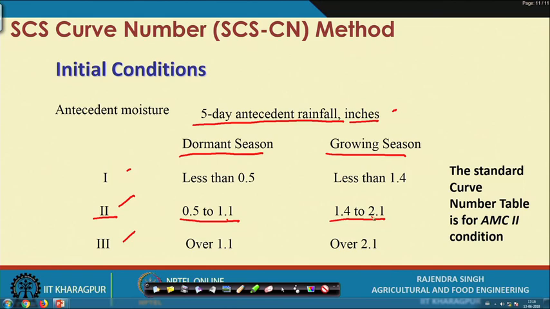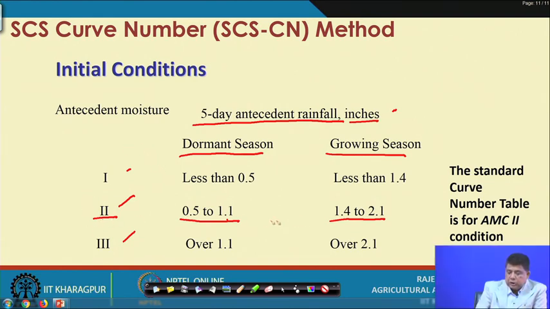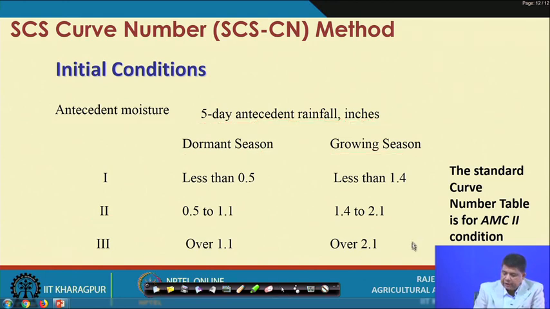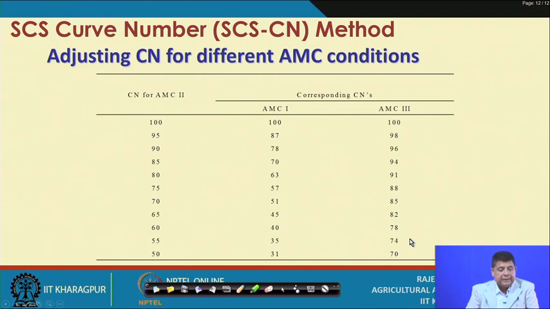Obviously, based on this table we can find out which AMC condition we are working in, and if we are working in AMC condition 2, then the standard table value which we have obtained from the table can itself be utilized. Otherwise, we have to adjust our value, and for that also SCS has provided an adjustment table.